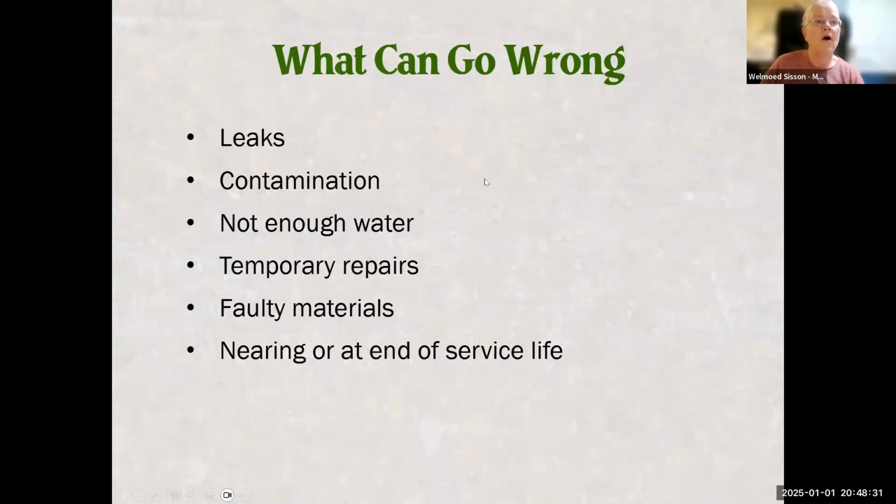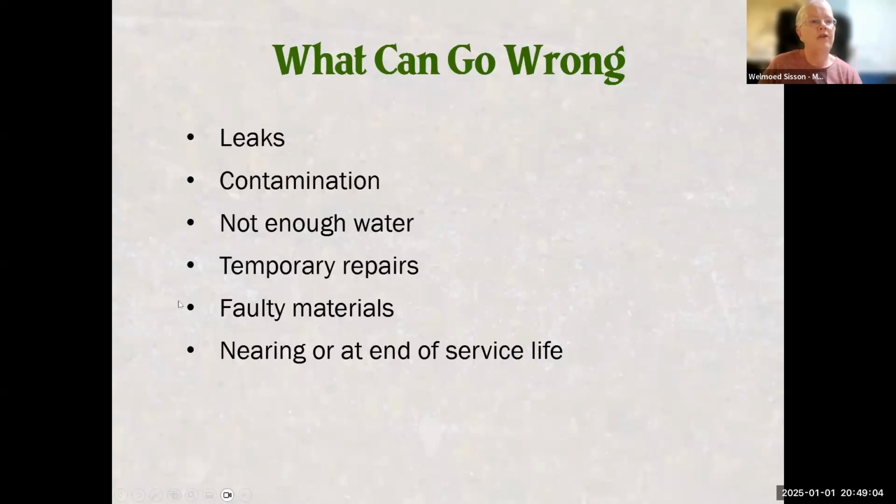So what can go wrong? All of these things are things that can go wrong with water service. Leaks is definitely the first one. You can get contamination, not enough water. And if you're on a private well, that could be a problem with your pump. Pumps can and do fail spontaneously. It happened to us, and they had to bring up 225 feet of water line to replace the pump.